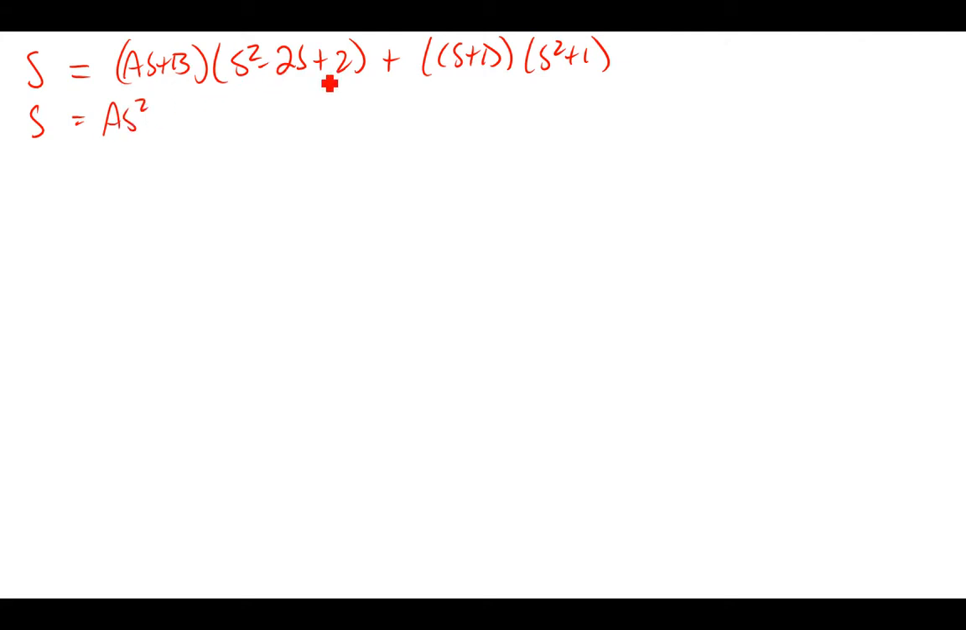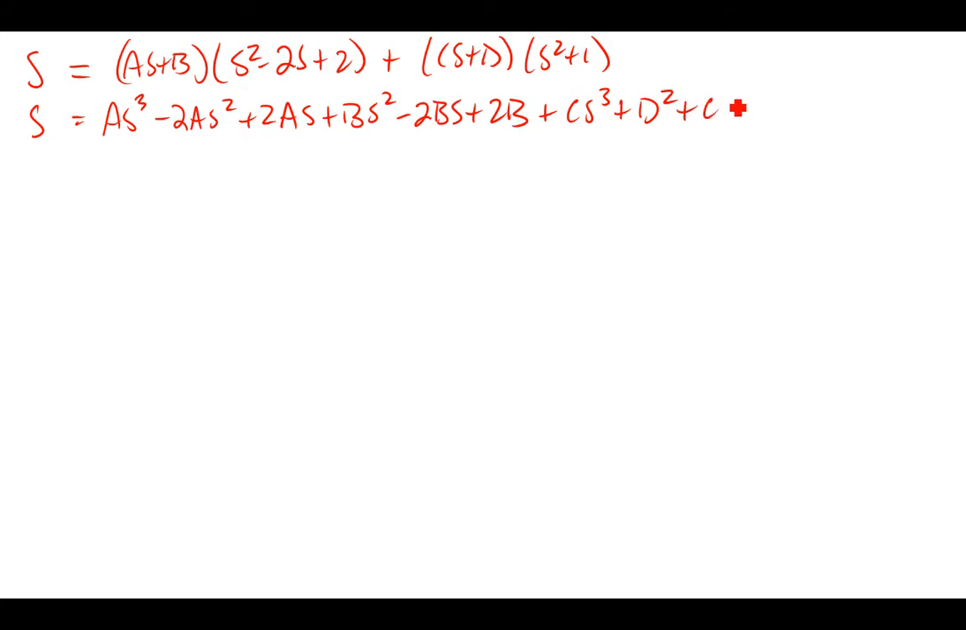When I do as times each of them, I get as cubed, minus 2as squared, and 2as. Right, so that's me doing as to each of these 3. And now if I do b to each of these 3, I get bs squared minus 2bs plus 2b. So you get all six. You get 6 terms for the first pair. Now the second pair is just a regular FOIL. So that's cs cubed and ds squared and cs and d.